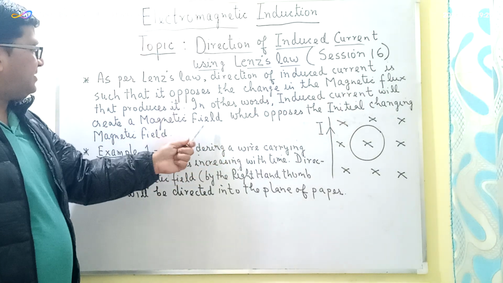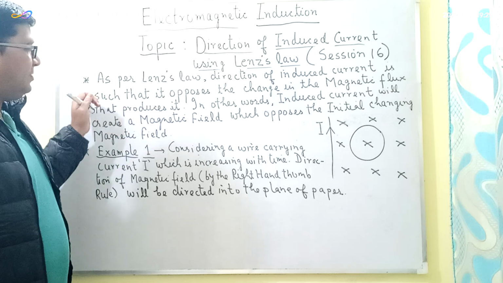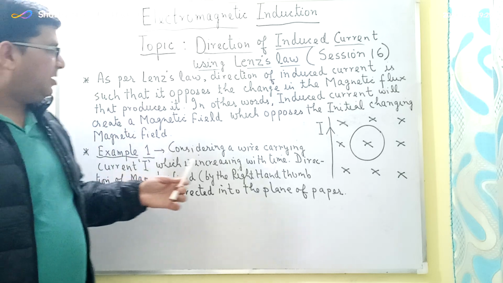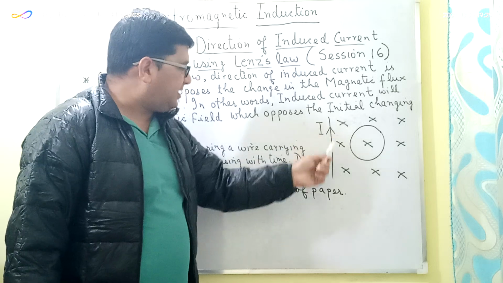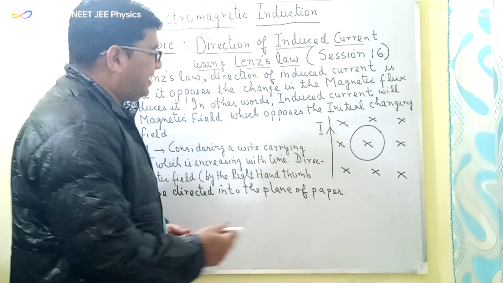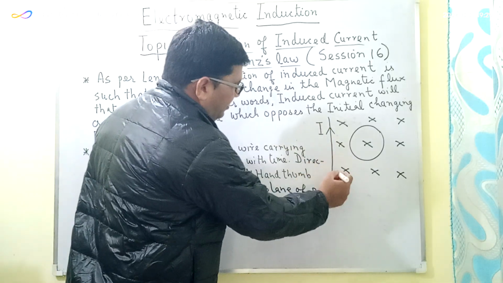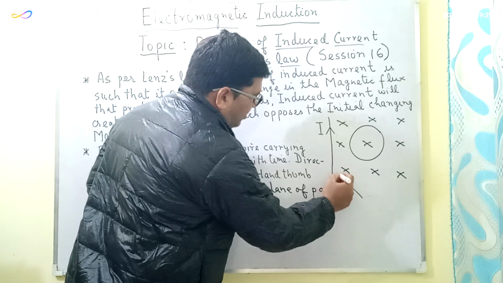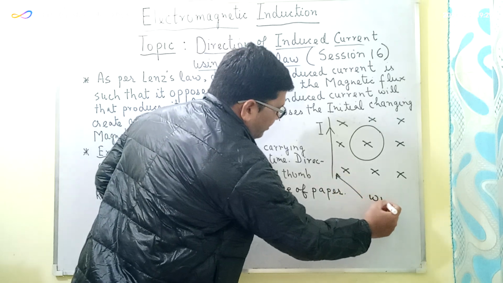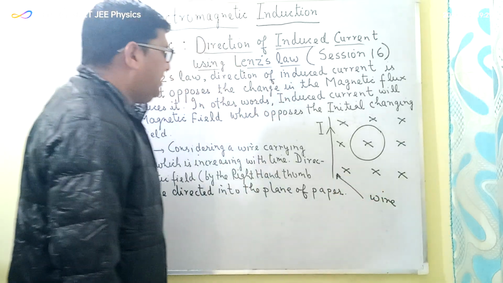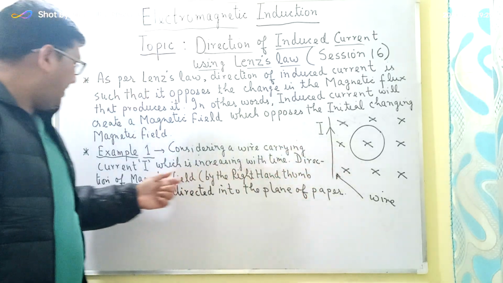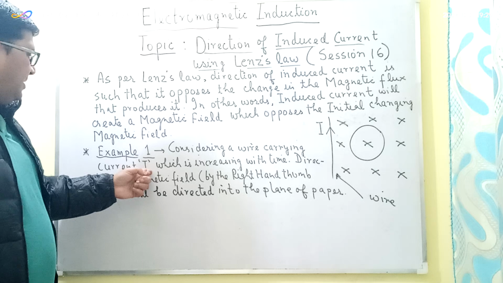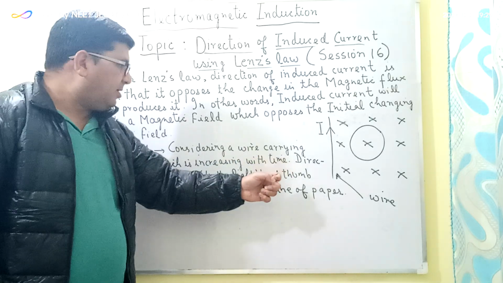Now, in order to understand this, point number one, I have drawn one simple diagram in which there is a current carrying wire. This is the current carrying wire in which a current I is flowing in the direction as indicated by this arrow, and I have considered this current to be increasing with time.